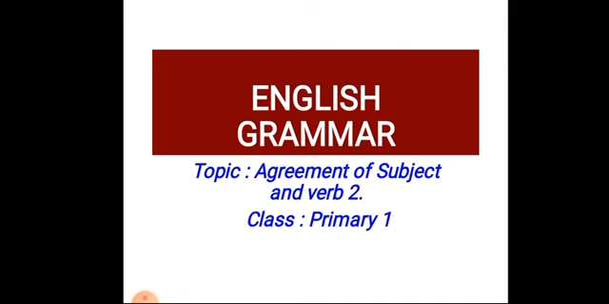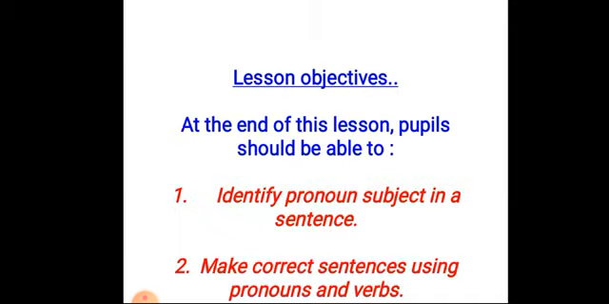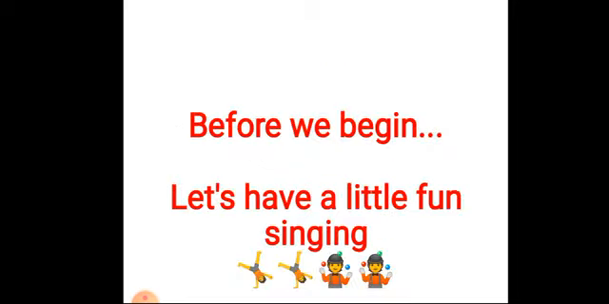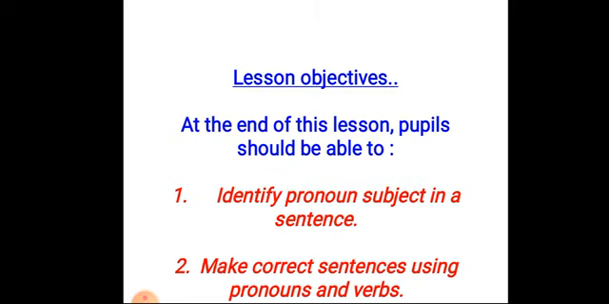Today we'll be looking at our English grammar, and the topic is agreement of subject and verb 2. It says 2 because we've touched agreement of subject and verb before. At the end of the lesson, pupils should be able to identify pronoun subjects in a sentence and make correct sentences using pronouns and verbs.